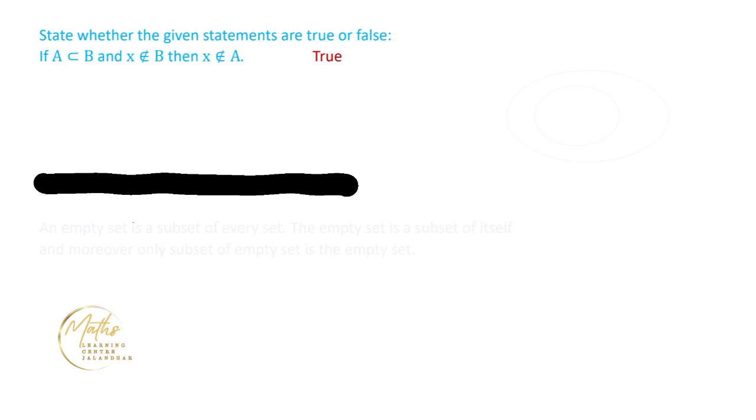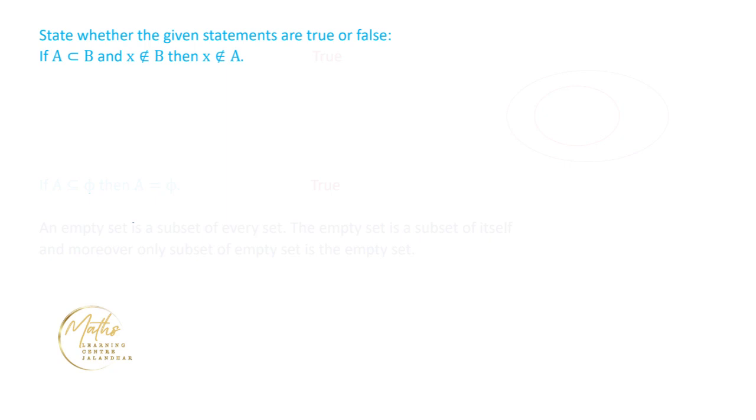Now the next statement we have is, if A is a subset of B and x does not belong to B, then we have to tell whether x does not belong to A is true or false. So we are considering this situation in this way. This is the set A and it is a subset of set B. Every element of A is an element of B. We are saying that there is an element x which is not present in this set B. Then clearly this element cannot be present in this set A. So this given statement is true.